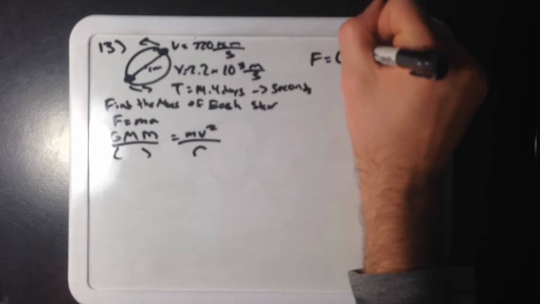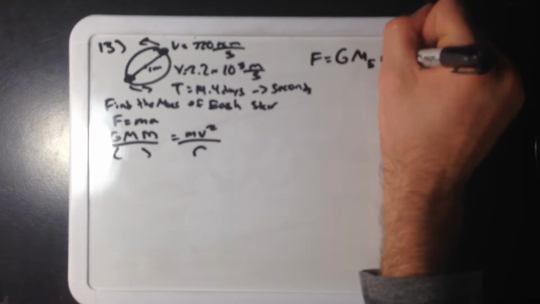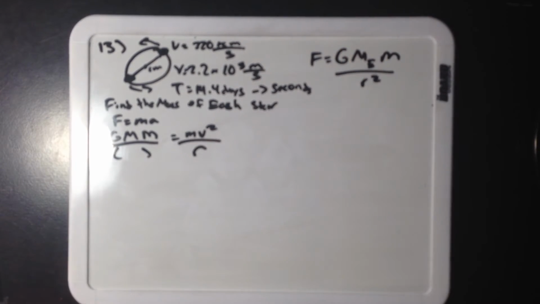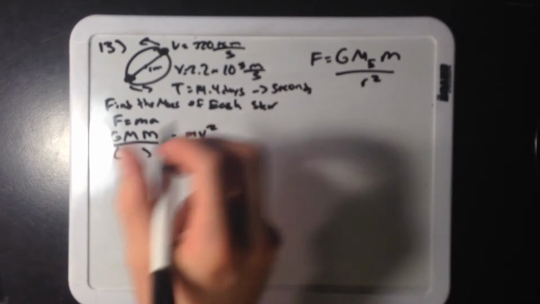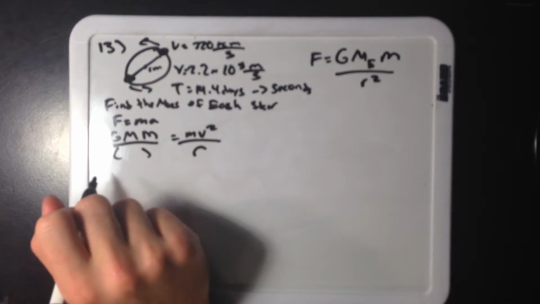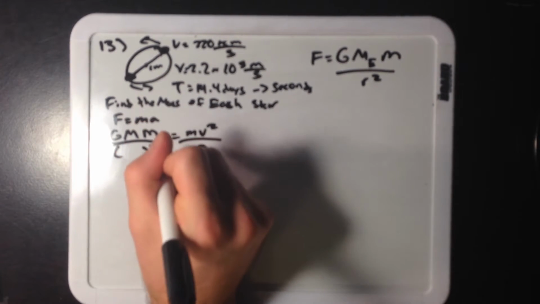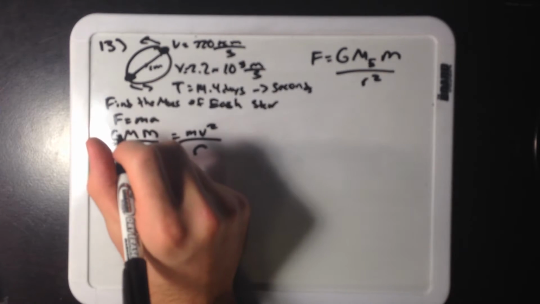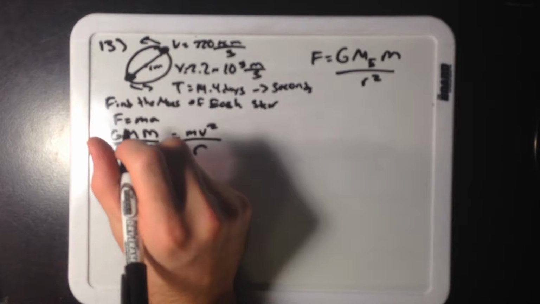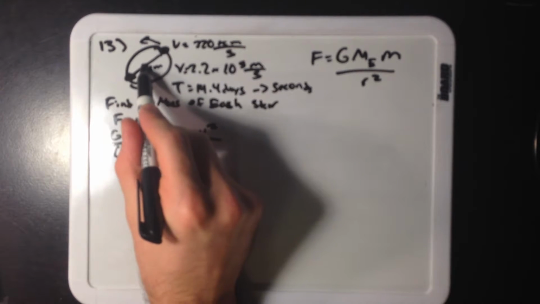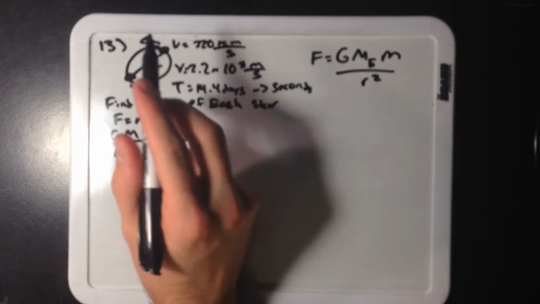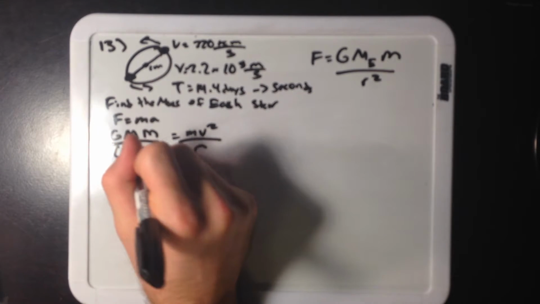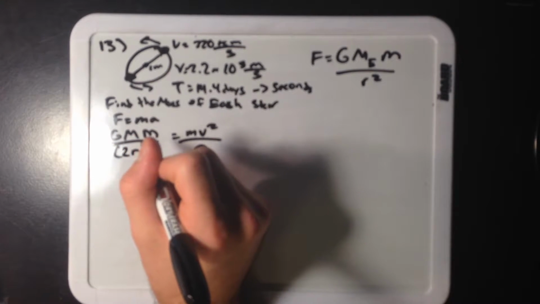And the equation that I'm doing this from is force equals G M little m over r squared, and then we kind of manipulate that into G m squared over r squared, but in this case our r is going to be 2r, because it says that the center of mass is midway between them, so you know that it is 2r for the radius.